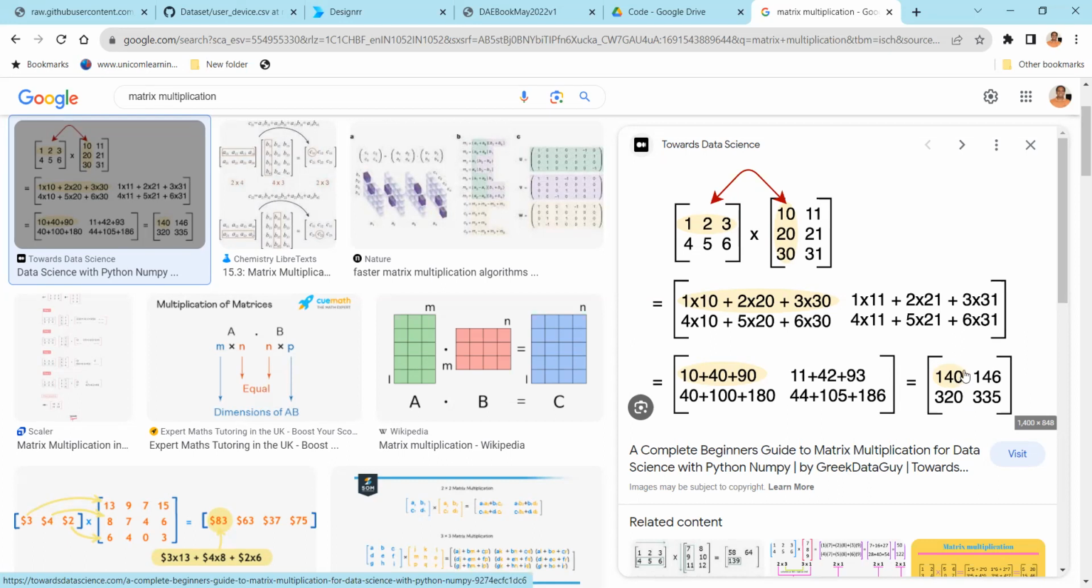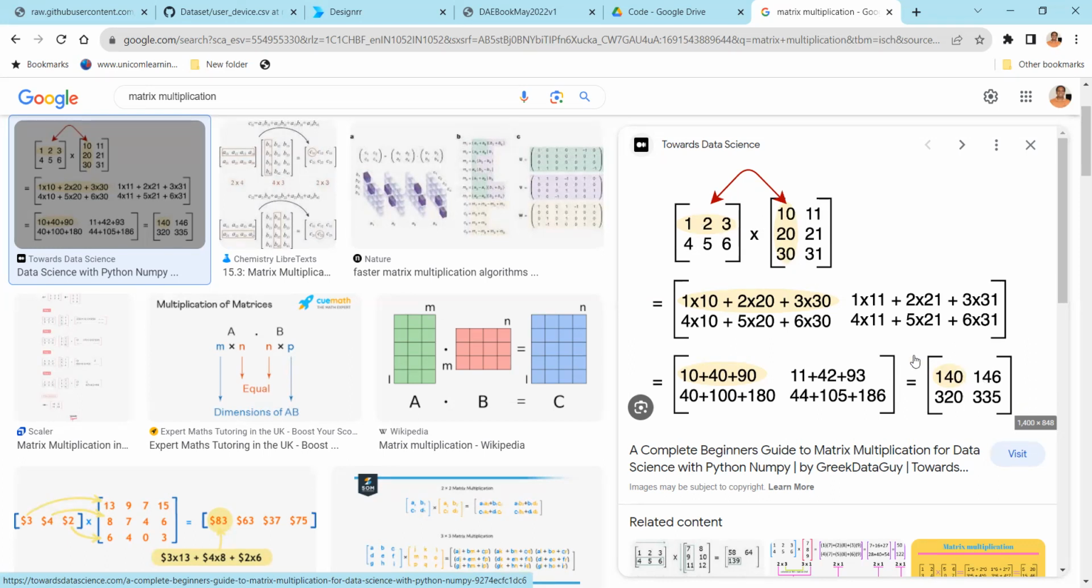The output that we want for first row and first column is the product sum of the first row from the left side and the first column from the right side. So it is 1 into 10 plus 2 into 20 plus 3 into 30. So 10 plus 40 plus 90. Okay, 140.